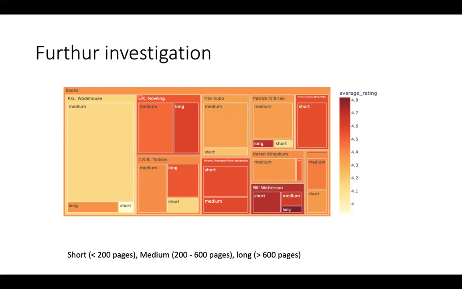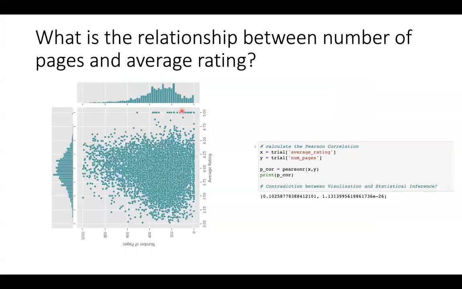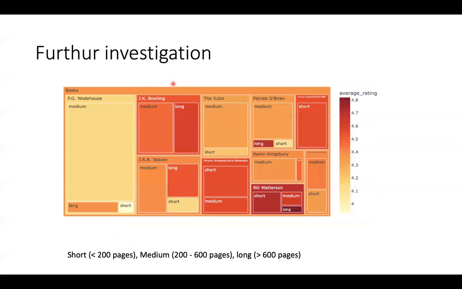In the example of J.K. Rowling, we can see that actually long books have a higher average rating than the medium books. This is a contradiction to the trend we observe in the overall population. And this may explain why there is a contradiction between the visualization and the statistical inference, because this may be true in the overall population, but this hypothesis does not hold when we go into a certain subsample of the whole book population, like the J.K. Rowling books. Okay, so these are my questions and my investigations regarding this data set.